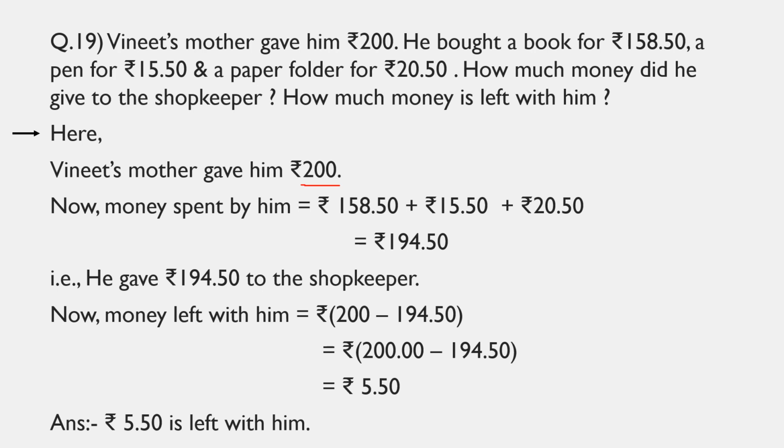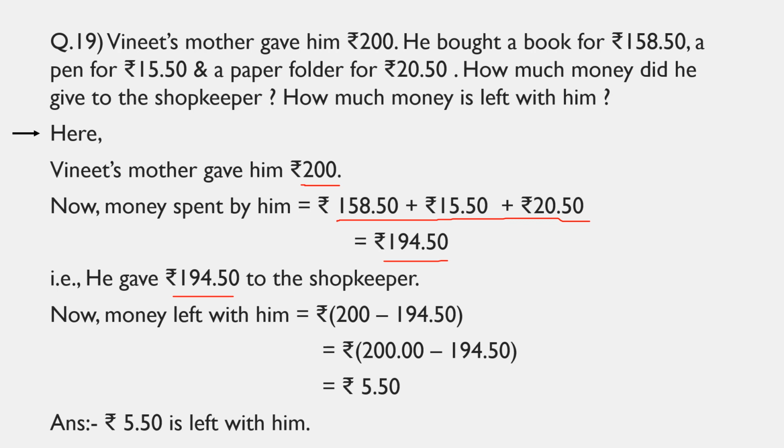Okay. So now the money spent by him is equal to, see, we'll add all these three decimals, right? So rupees 158.50, that is the price of the book, plus the price of the pen and paper folder, that is 15.50 plus rupees 20.50. So after addition, we'll be getting rupees 194.50. So how much money did he give to the shopkeeper? Obviously, he gave rupees 194.50 to the shopkeeper.